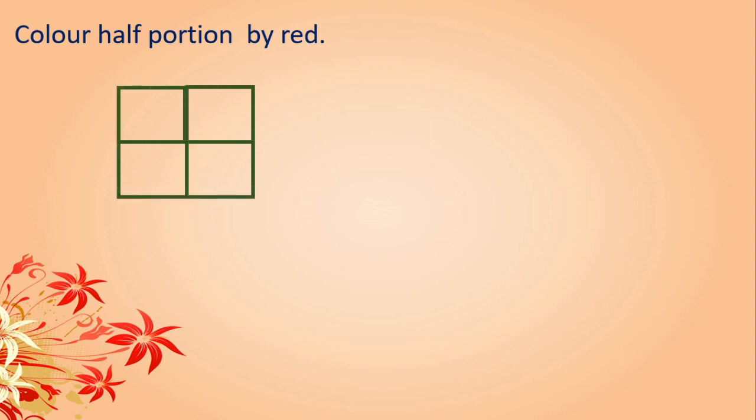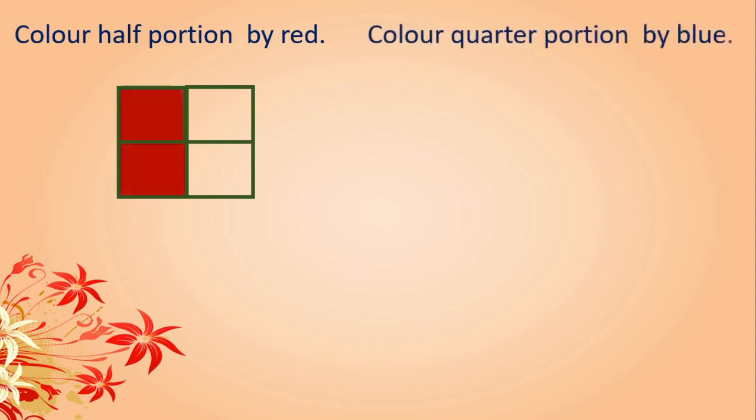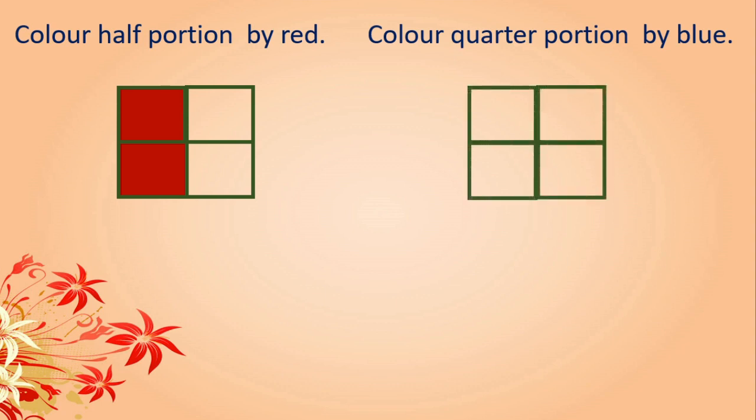Now next is color half portion by red. Again here 4 squares together we can see. Half portion. Please read the word properly. Half portion means out of 4, half is nothing but 2 boxes. Color quarter portion by blue. Out of 4, quarter portion is nothing but 1 box.